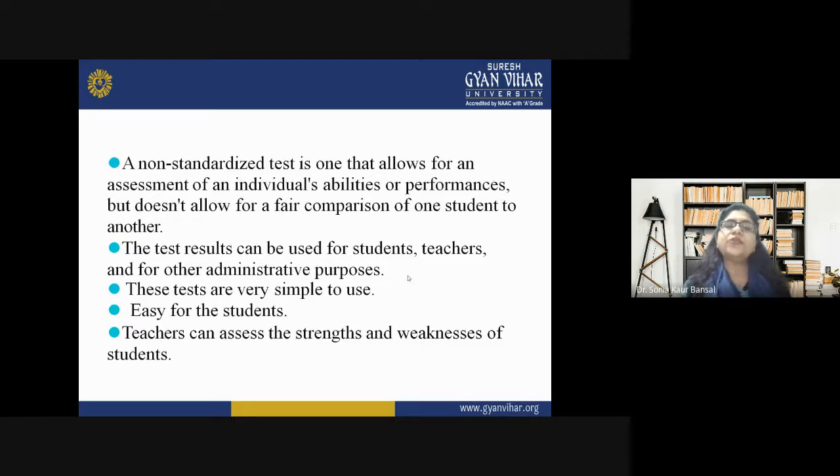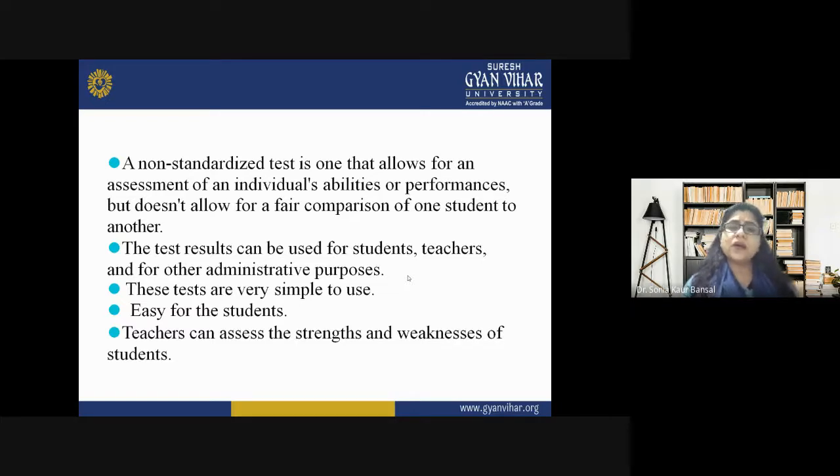But evaluation is an essential part which has to be done on the part of a teacher. So teachers can assess the strengths and weaknesses of the students by the non-standardized test. And it is really very important for a good teacher, which I must say very emphatically, that the teacher must know about the weaknesses also of the students, not only the strengths.